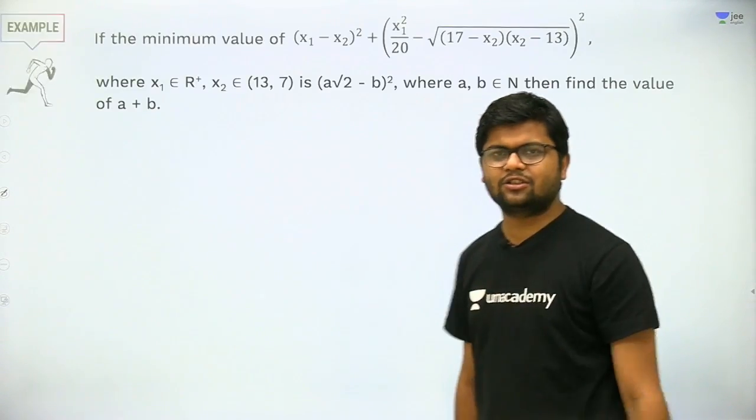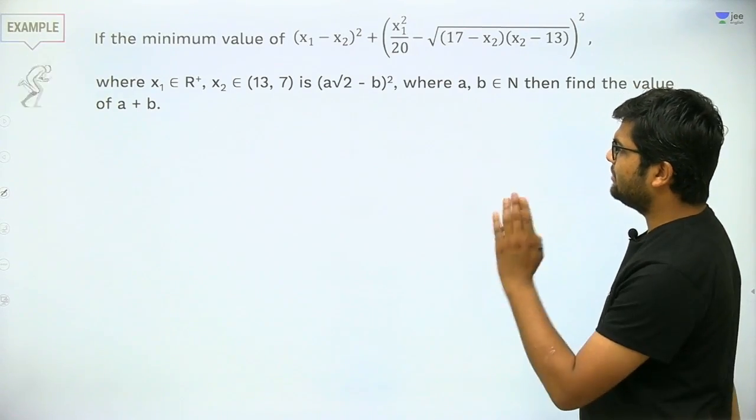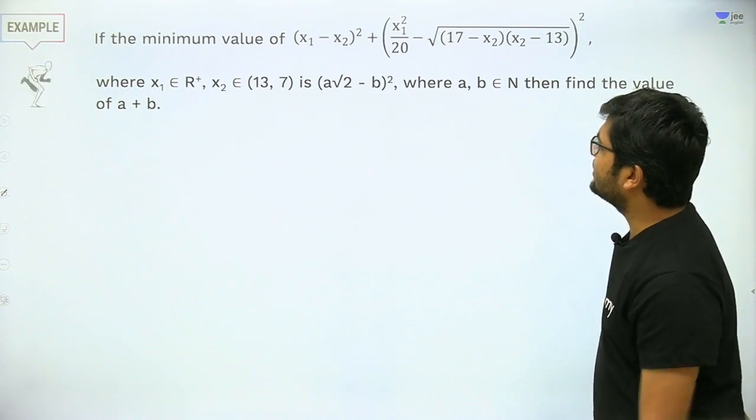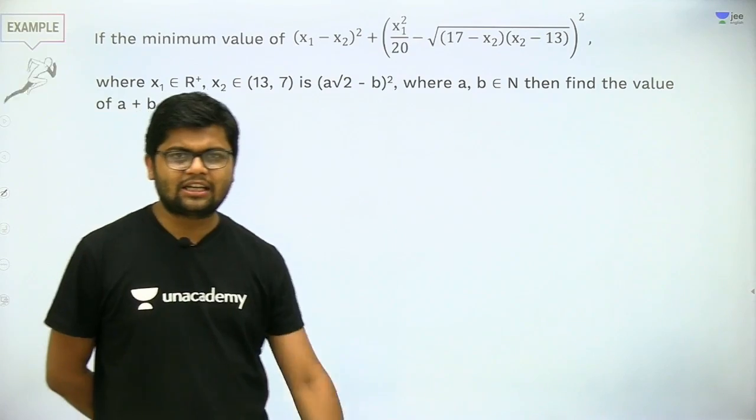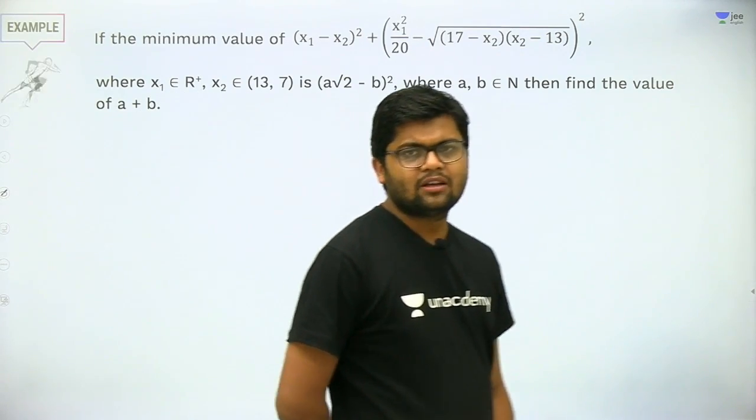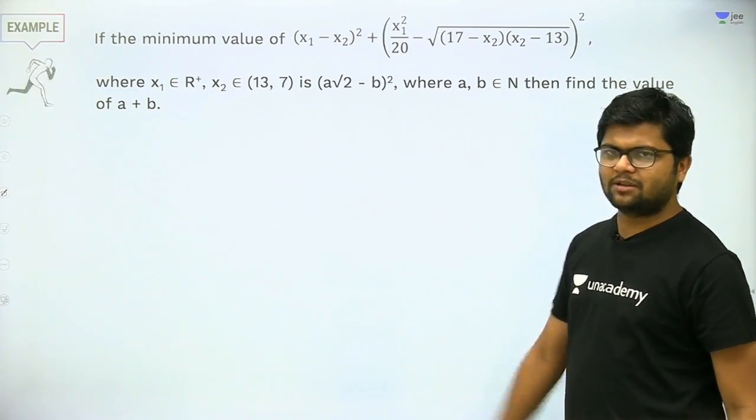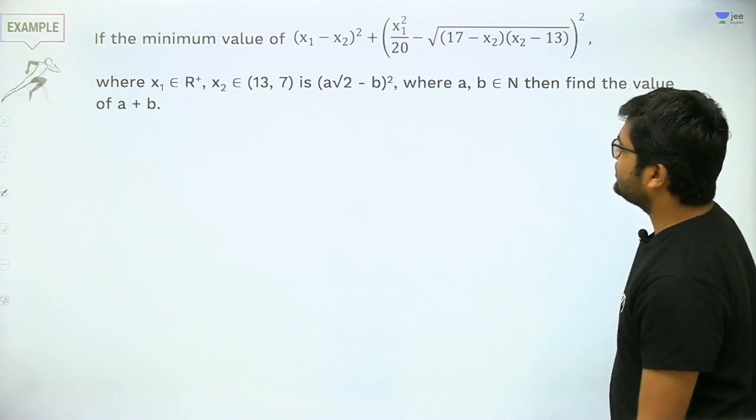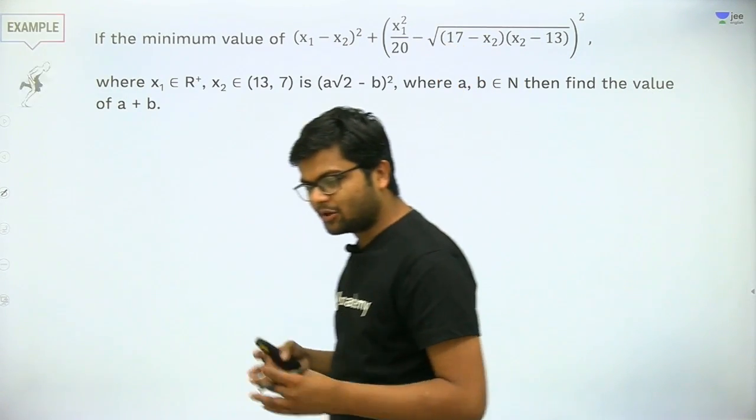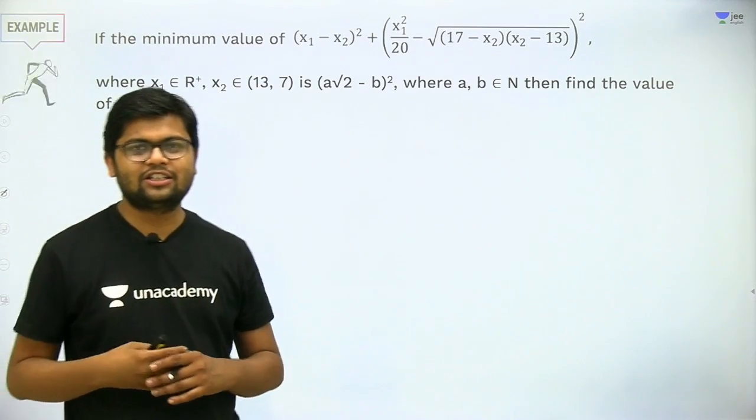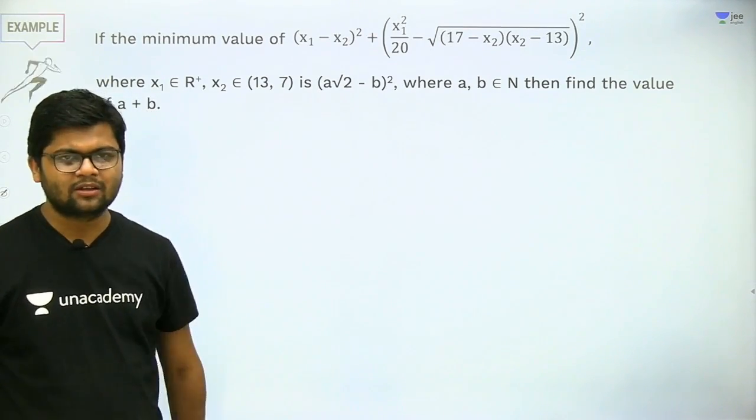So let's try the next question. This is a wonderful question. If the minimum value of (x1 minus x2) square plus this thing is something like (root b minus a root 2 minus b) whole square, then you need to find the value of a plus b. Students, this is a very complicated expression. You can get cold feet after seeing this question, wondering whether to try it or just leave it. But it is a very simple question.